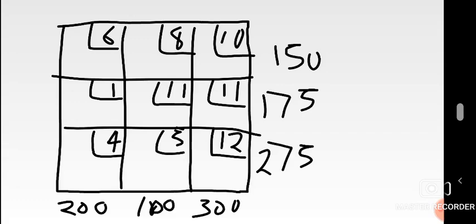How do you go about the Vogel's approximation method now to start this question? We first of all find what they call row differences and column differences. So if you look at this transportation, let's maybe begin with the rows. Let's start with the first row, which has cost values of 6, 8, and 10. Let's look at that row first.